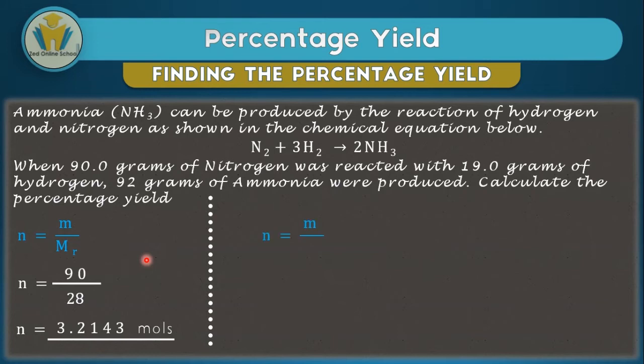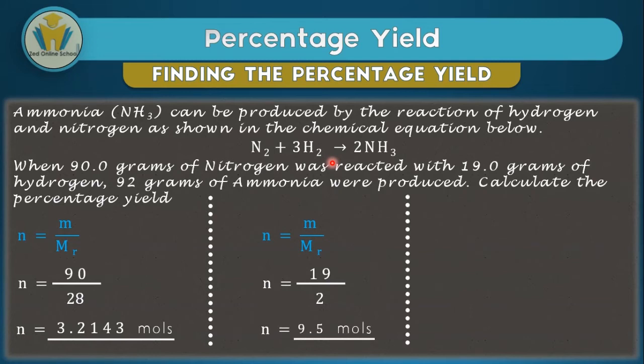We do the same for hydrogen. n, the mass of hydrogen is 19. We're going to divide it by 2. Note that hydrogen is a diatomic gas, so for each hydrogen we're having 2. We do that on a calculator, or we can do it mentally. So n is equal to 9.5 moles.